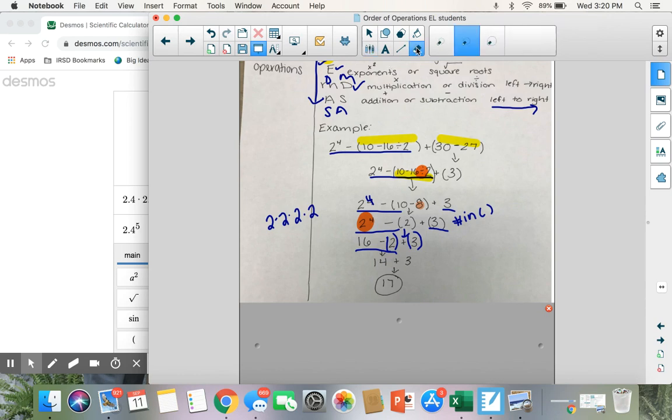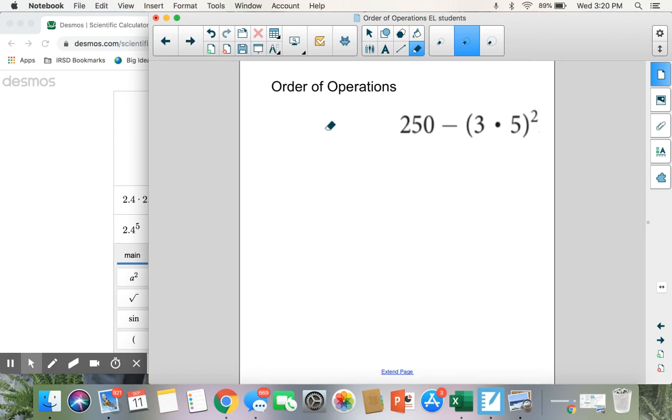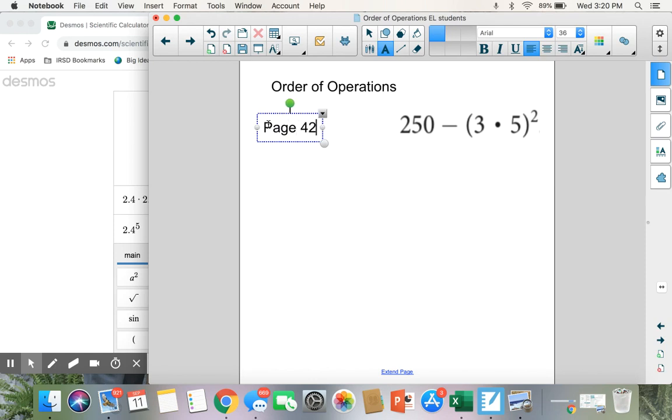Go ahead, if you haven't already, get these into your notes. Clear them so they're easier to see. Then once you are ready, I want you to turn to page number 42. And I want you to walk through the example.